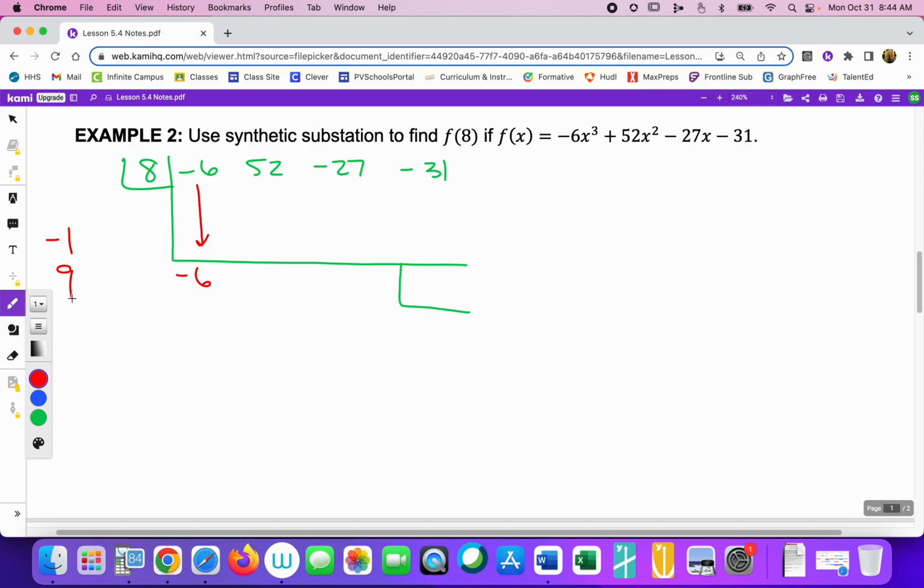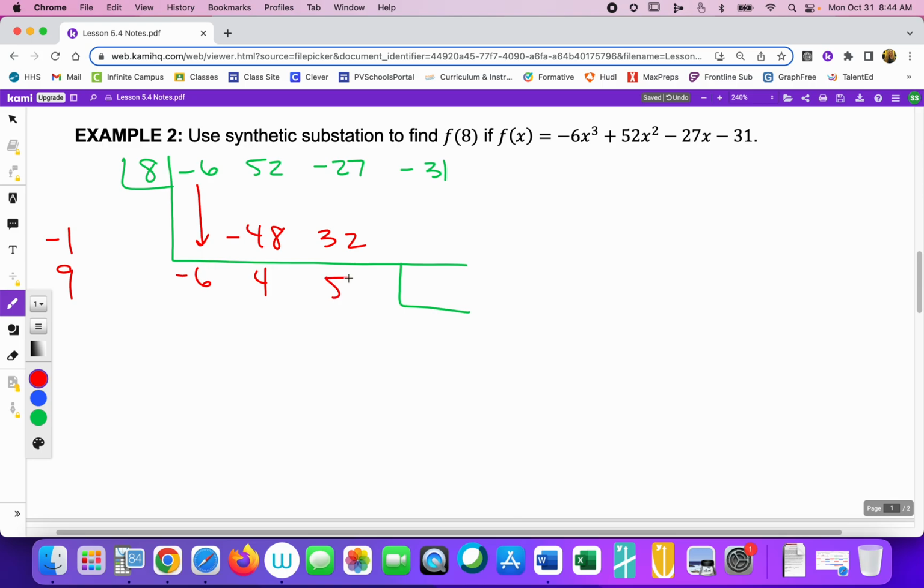Okay. 8 times -6 is -48. 52 minus 48 is 4. If you can't do that first subtraction properly, the rest of it's going to be wrong, so be careful. 8 times 4 is 32. -27 plus 32 is 5.